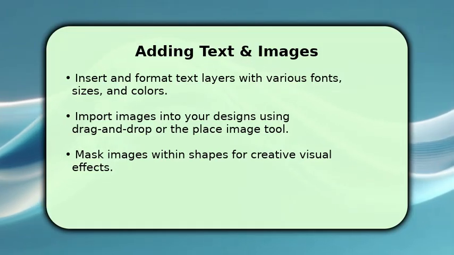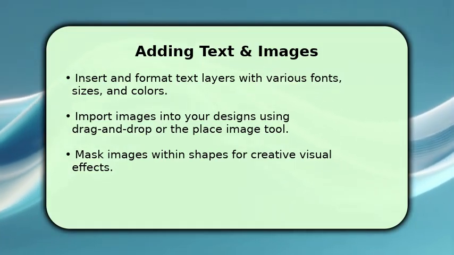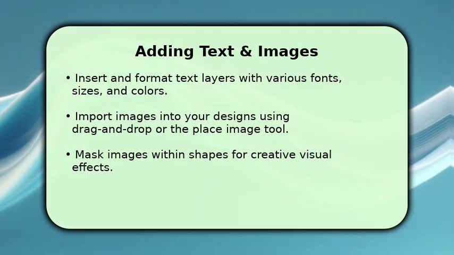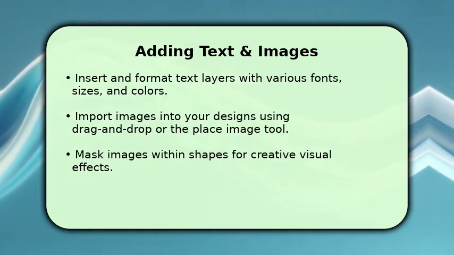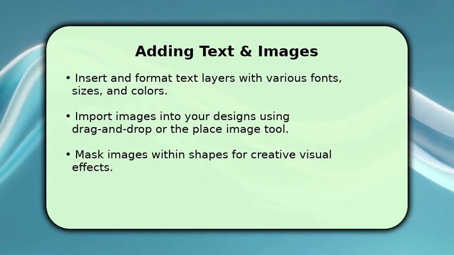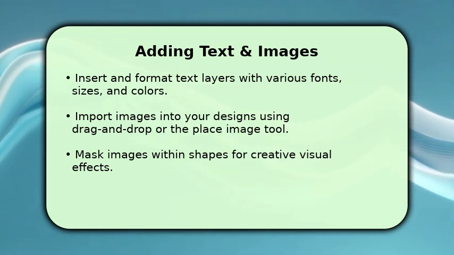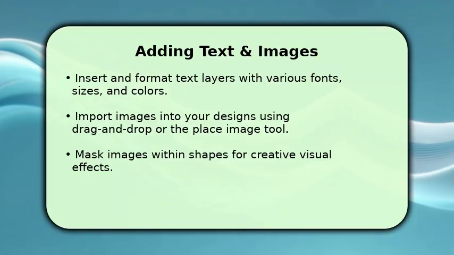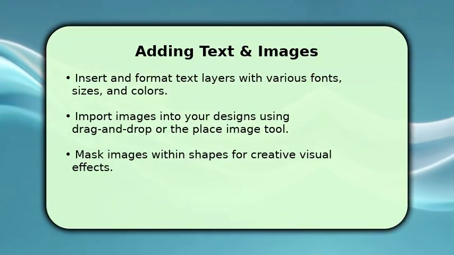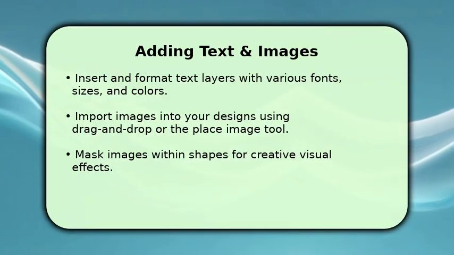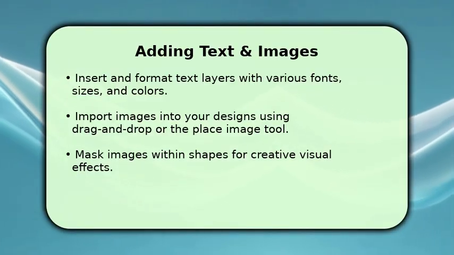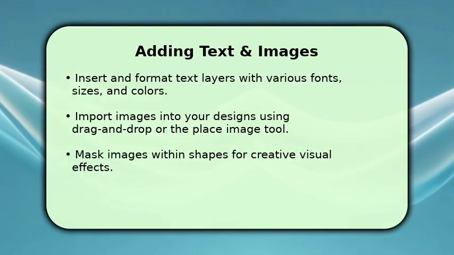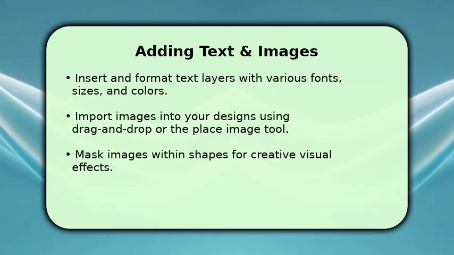Next, let's add some content to your designs. The Text tool allows you to insert text layers, which you can then format with a wide range of fonts, sizes, and colors to match your brand. To bring in visuals, simply drag and drop images directly onto your canvas or use the Place Image option. A powerful technique is image masking, where you can place an image inside a shape, creating visually appealing and custom cropped graphics for your layouts.